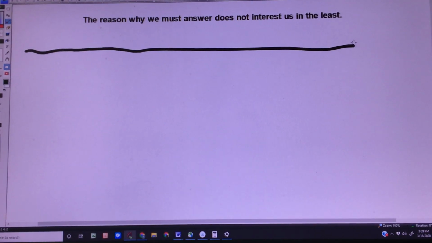The sentence is, the reason why we must answer does not interest us in the least. So if we're looking at what is going on here, we could ask, what does not interest us in the least? The reason why we must answer. That's what. So that's the complete subject. And it boils down to the word reason. That's the head, or the simple subject. When a noun phrase is a subject, we call the head a simple subject.